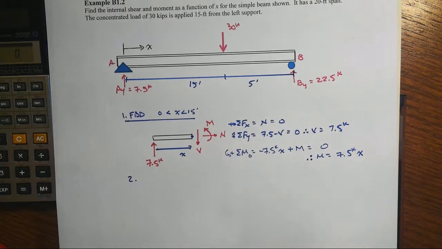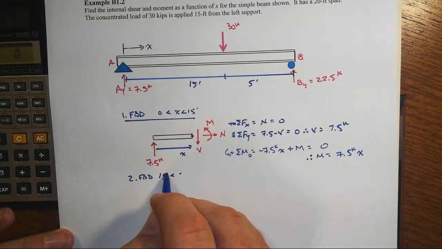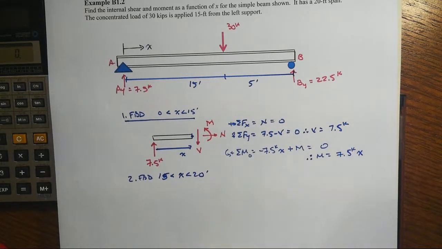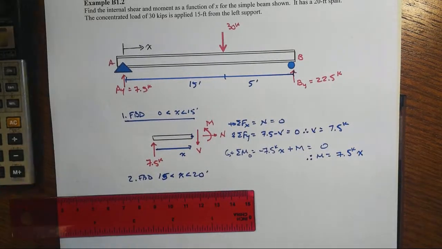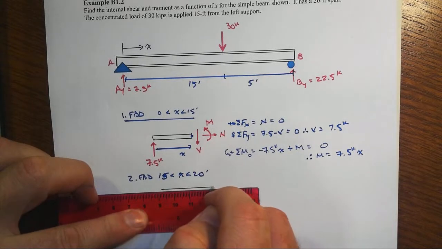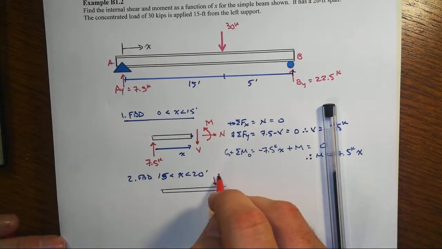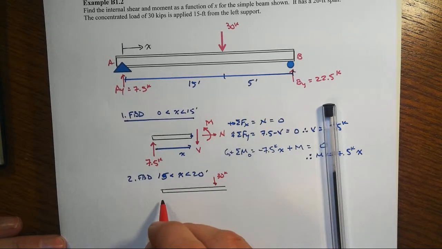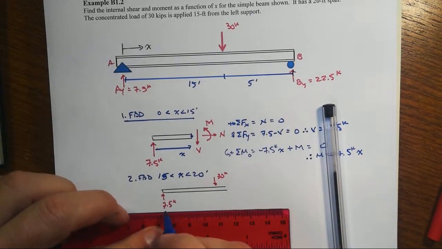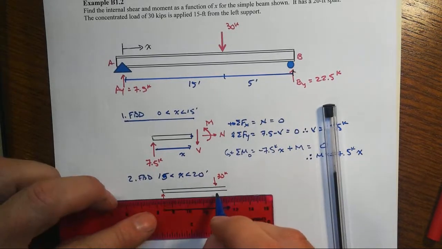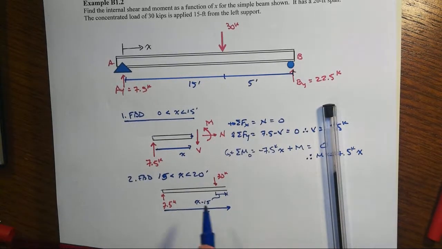So let's go do a free body diagram, not at x equal to 15, but rather from 15 to 20 feet. And I could do two different free body diagrams here. I could do one that goes from the far left all the way across the point load, and now the force shows up. There's your 30 kips, and there's your reaction, 7.5 kips, and my distance x would be all the way over to here, and the distance from the load over to that point would be x minus 15, because x is greater than 15.